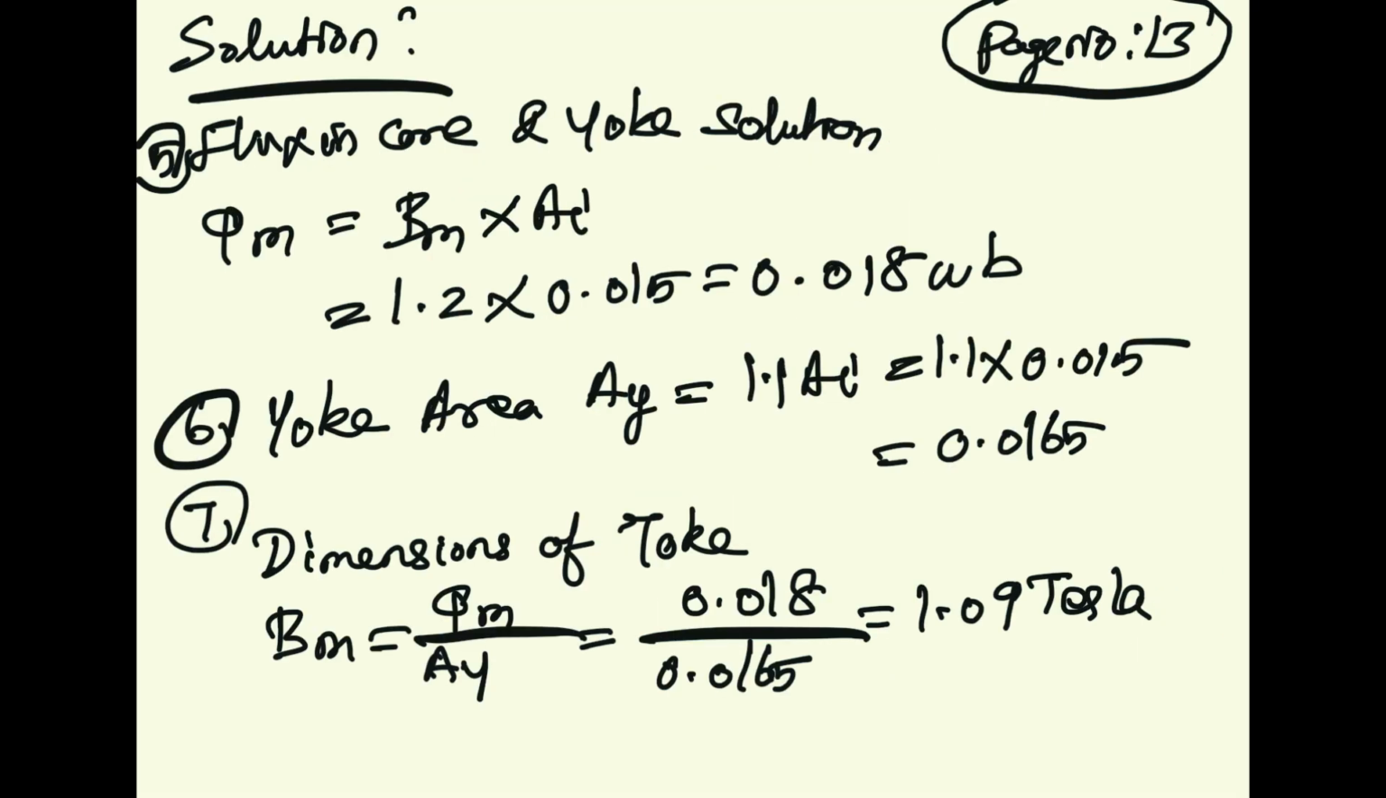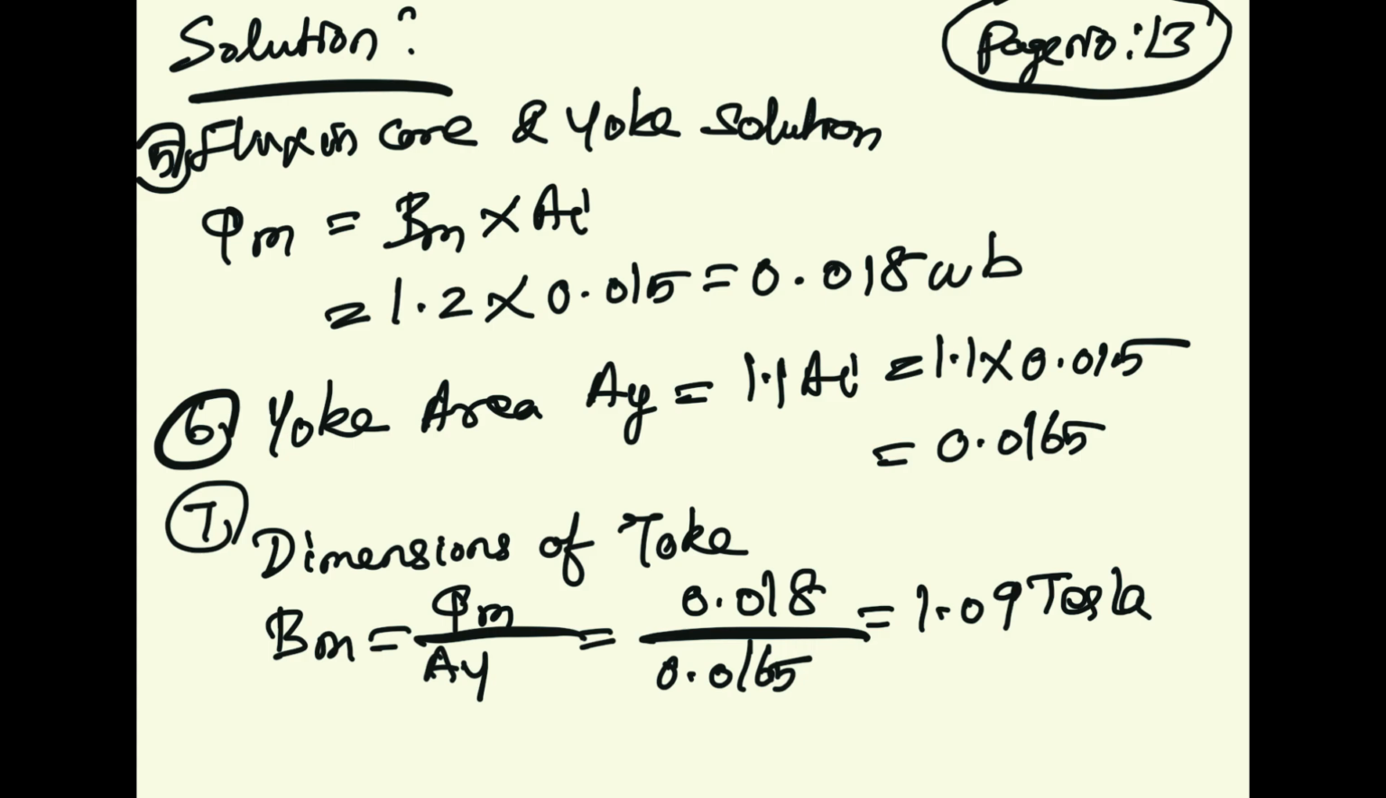Solution. Flux in core and yoke. Phi m, the flux in core, is equal to Bm into Ai. Bm value we assumed, as given in theoretical classes, is 1.2, into 0.015, which is the Ai value. Phi m is 0.018 weber. Sixth solution: yoke area Ay is equal to 1.1 into Ai, that is 1.1 into 0.015. We obtain Ay value as 0.0165.